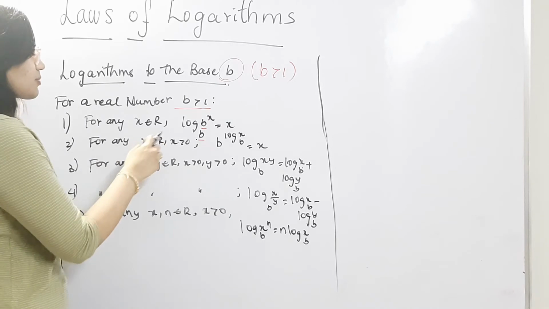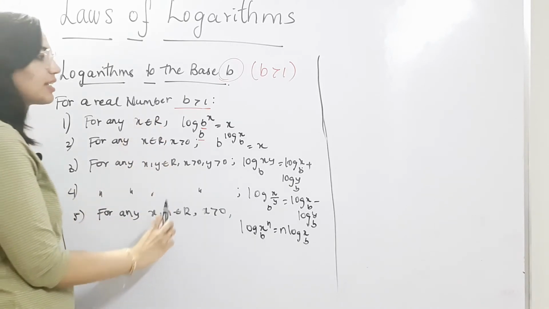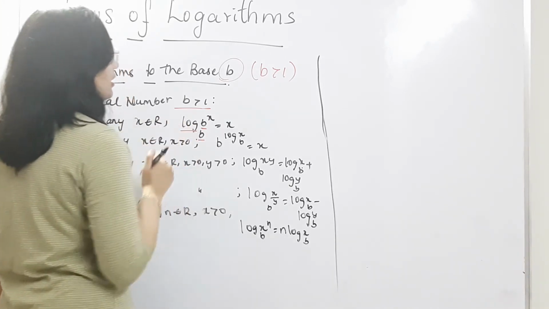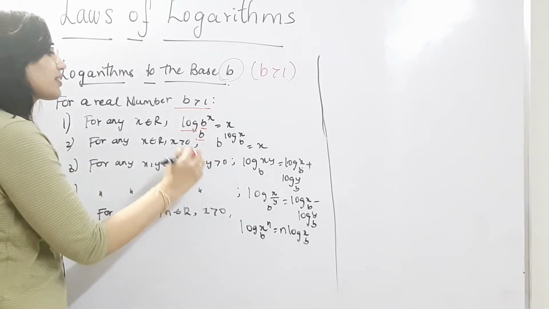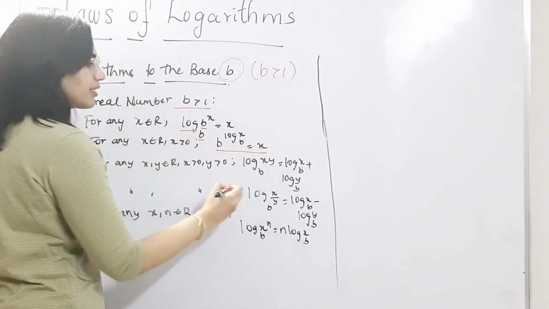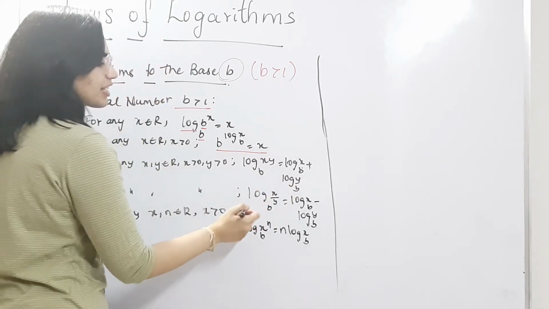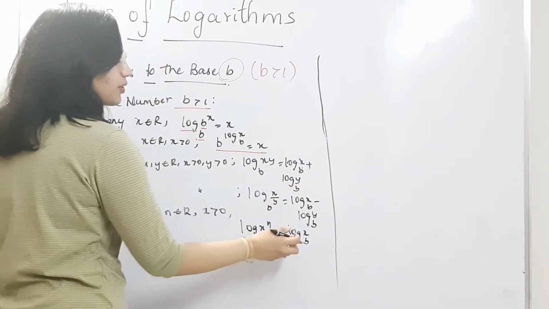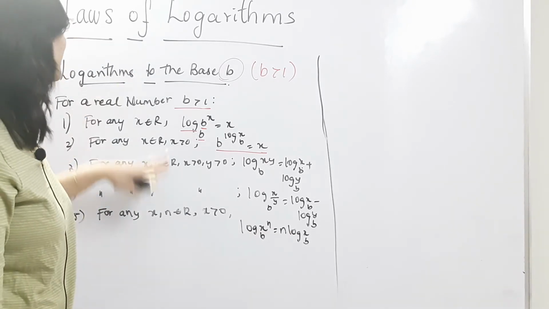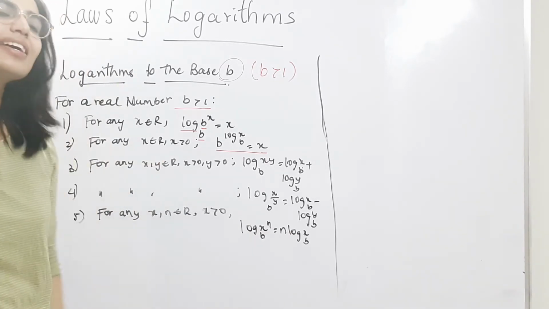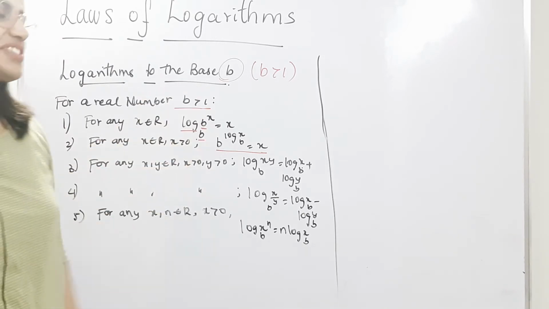So for x belongs to R, all the conditions remain the same, but for x belongs to R, log b to the power of x to the base b is x. This is the second law again: log(x plus y), log(x by y) is log x minus log y, and log x to the power of n is n log x. Okay, so these are the rules of logarithms that are applicable to any base.